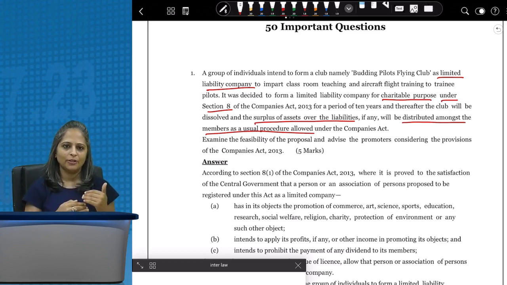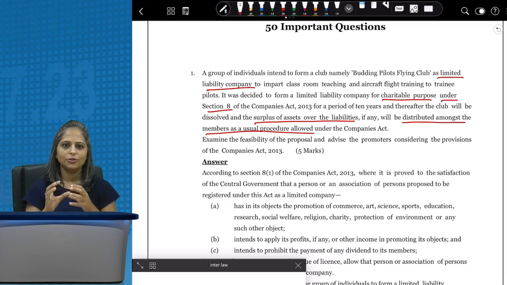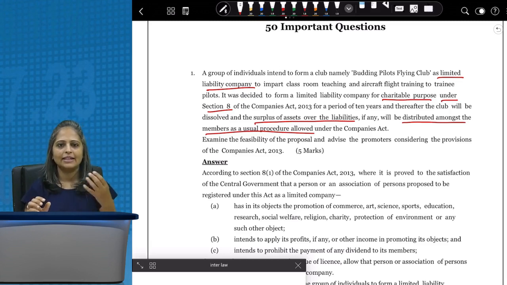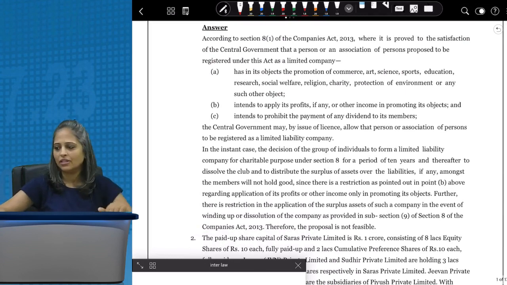And in the third part of the answer, you will say how the act is applicable to the present facts of the case and what is the answer that you're trying to give to the examiner. So here you will say that Section 8 does not permit distributing the profits to its shareholders, and hence the contention of Budding Pilots Flying Club of dissolving the company and distributing the surplus to the shareholders of the company is not tenable, and hence they cannot go ahead with the plan as per the Companies Act 2013. Is that very clear?